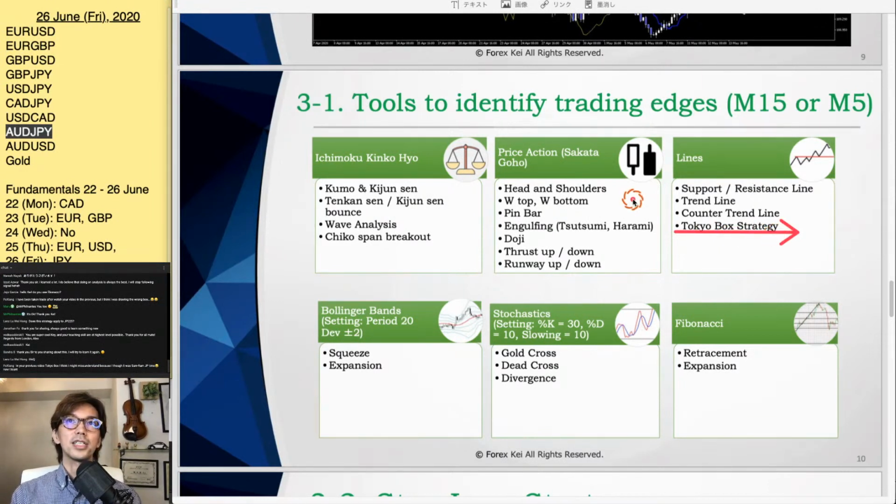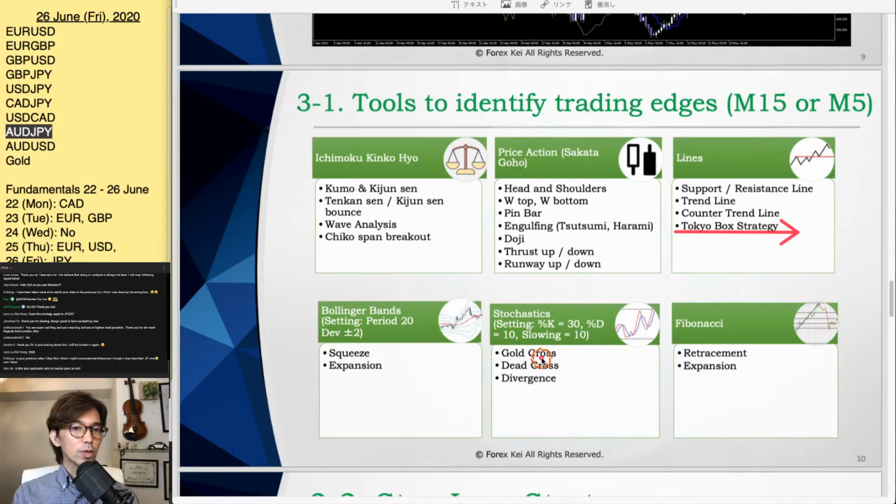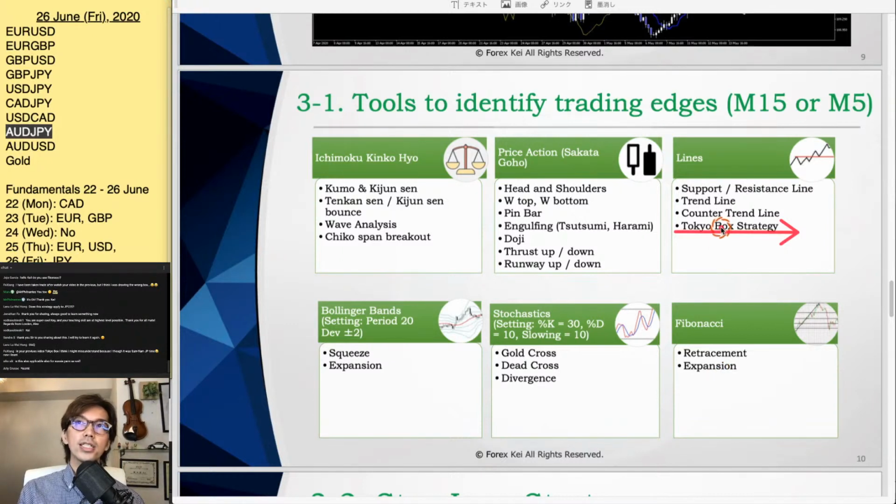In the past, I talked about price action. You see the playlist of the price action too, and I've also talked about it in my past lives. The Bollinger Squeeze expansions were covered already, and stochastic gold cross, dead cross, divergence was already covered also, and Fibonacci retracement extension was also covered. I was also talking about the lines in the past. Chikou span breakout, I will talk about it too, and wave analysis too. So looks like I've covered pretty much everything in my past lives based on the KTS. Now it's time to integrate all this knowledge together.